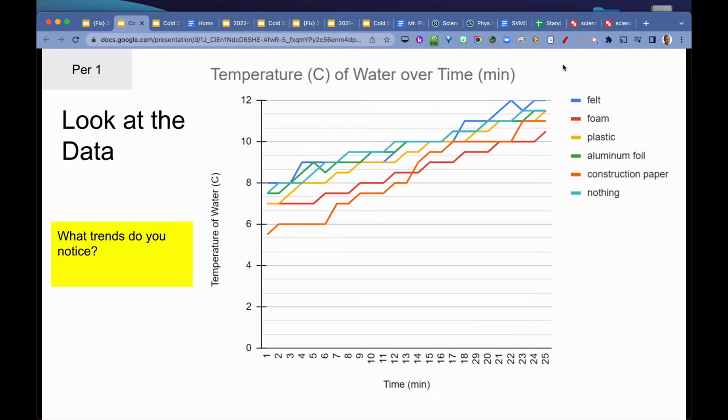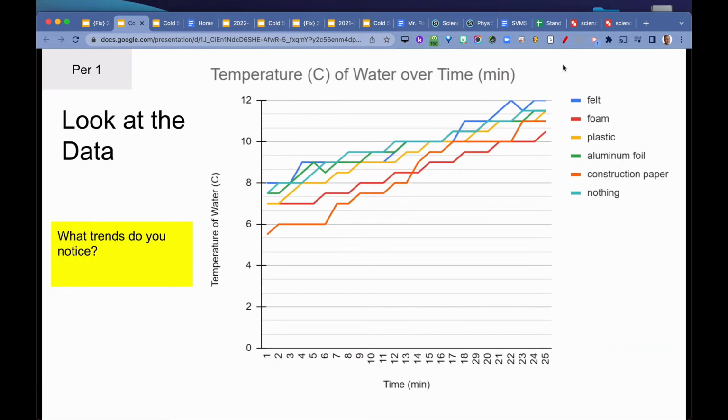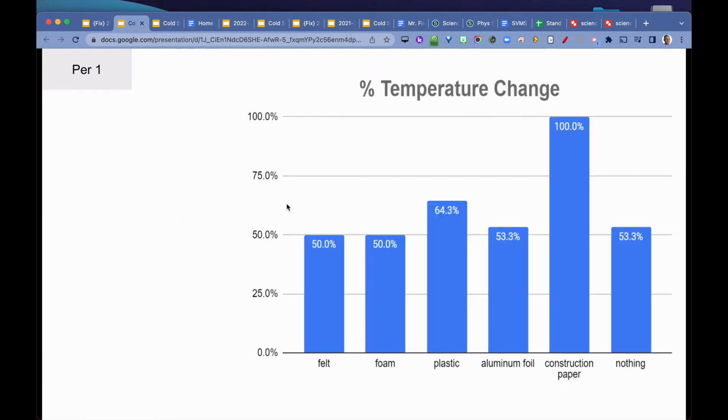So I took that data and I calculated the percent temperature change. So regardless of what starting temperature they were, so they all started at different temperatures basically, we took that in consideration, and instead of just the overall temperature change of the can, we did percent temperature change, taking into consideration, again, they had different starting temperatures.